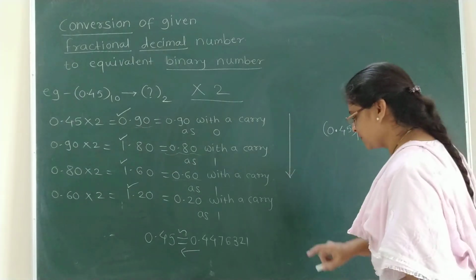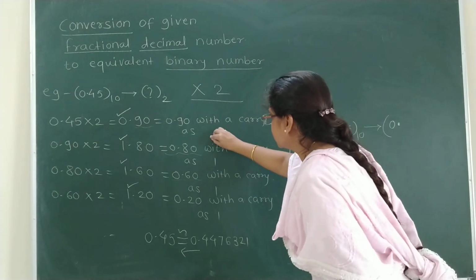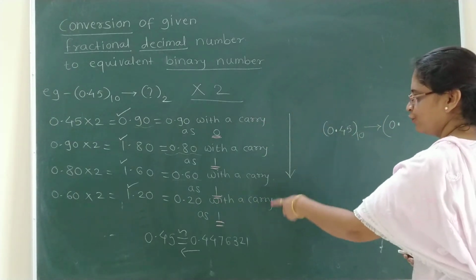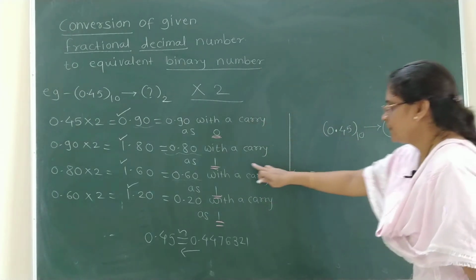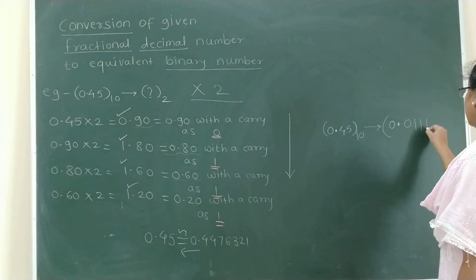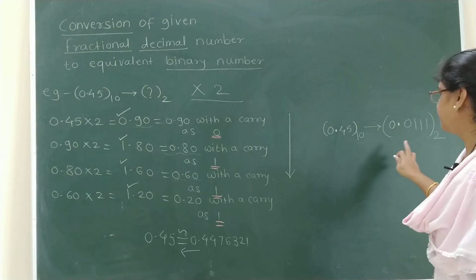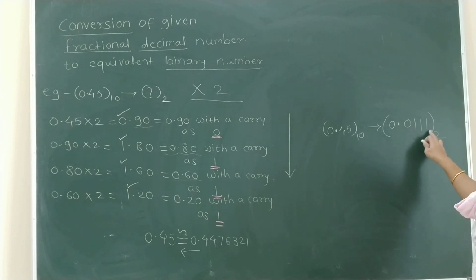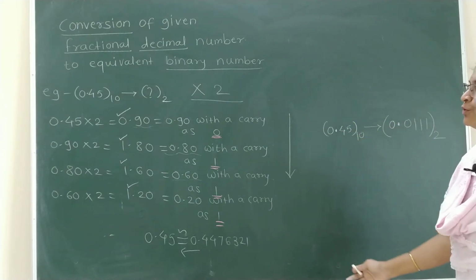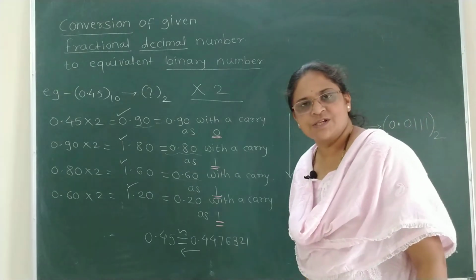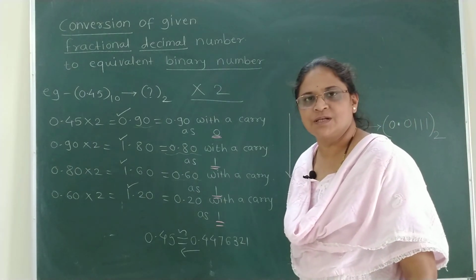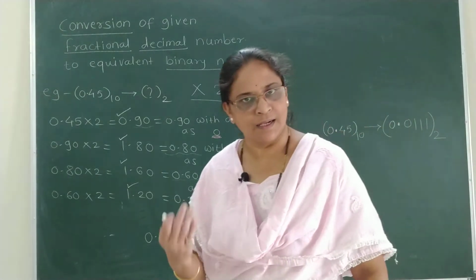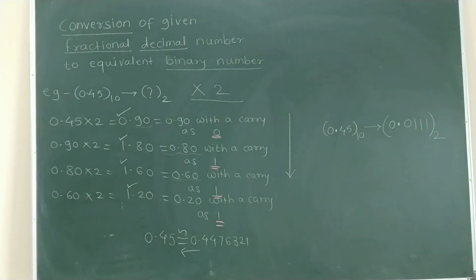Now 0.45 has been converted as first carry 0, next 1, next 1, after that 1. So here we have 4 digits. Write down 0, 1, 1, 1 to the base 2. So this is the binary equivalent of 0.45 to the base 10 as 0.0111. So in this way we can follow the fractional decimal number conversion to its equivalent binary number conversion by using the multiply by 2 method. Here let's try another example with the same method.